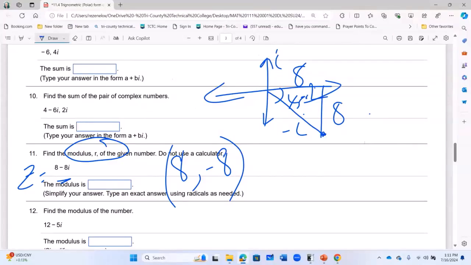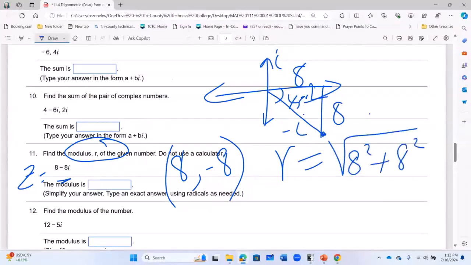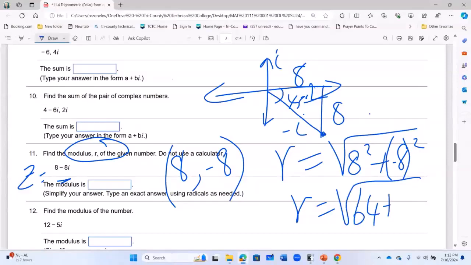Find the modulus R of the number. They didn't even ask us to find the angle, so we're only looking for the modulus. The modulus is equal to the square root of 8 squared plus 8 squared. So R is equal to the square root of... It doesn't matter if I don't put negative here, because negative squared is positive. So this is 64 plus 64.